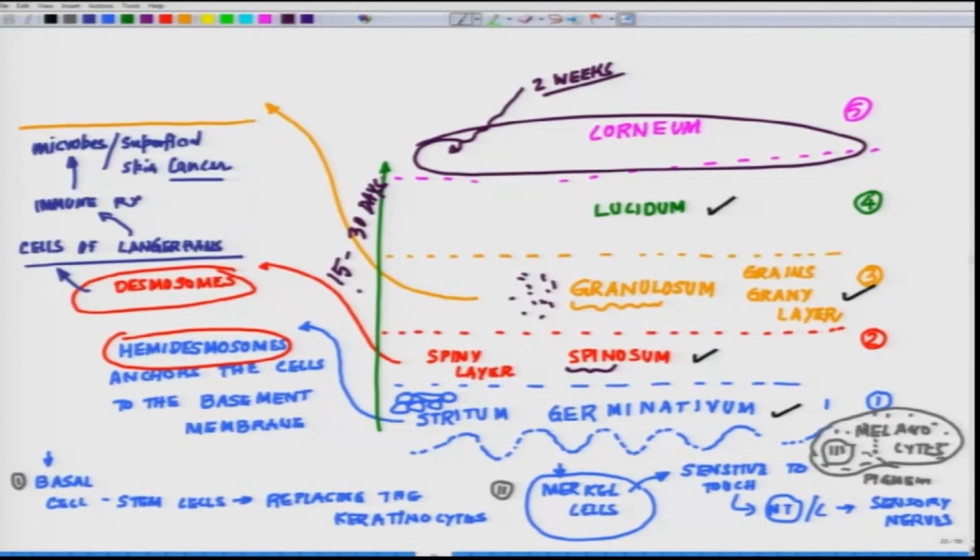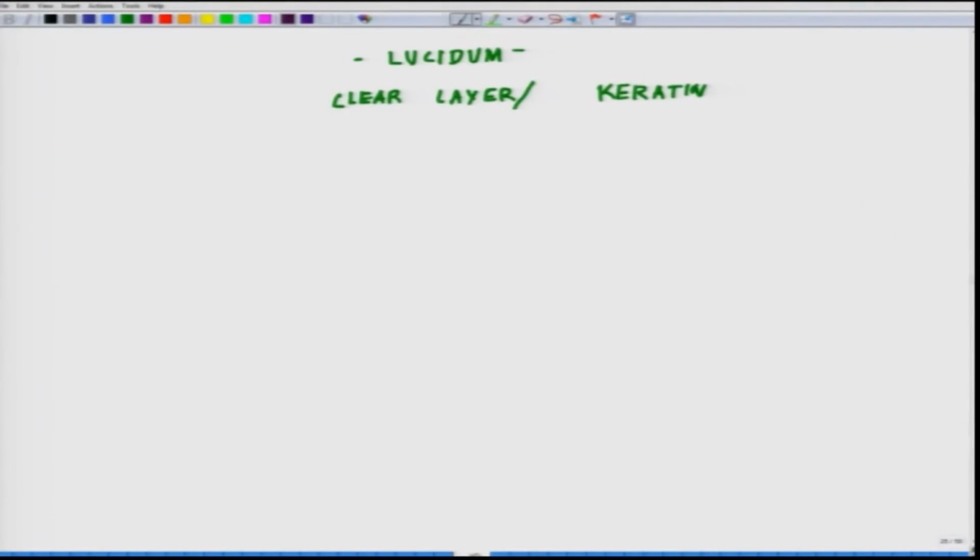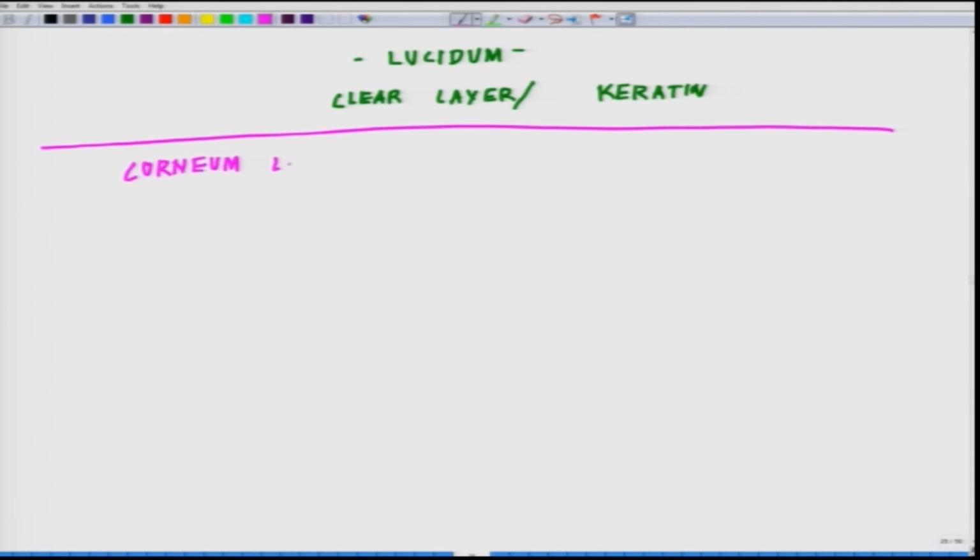So, if this is 2 to 4 weeks, which is 15 to 30 days, in the top it lasts for around 15 days, and the movement is like this, and that is why I am coming from the bottom. Okay. So, now this is the lucidum layer, followed by the uppermost layer, which is the corneum layer.